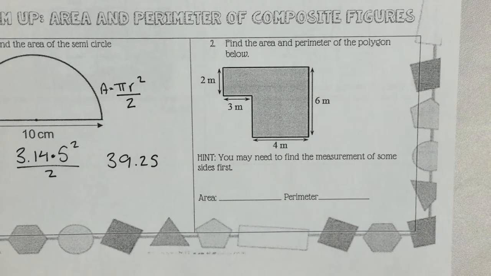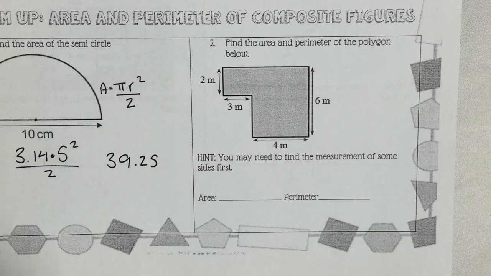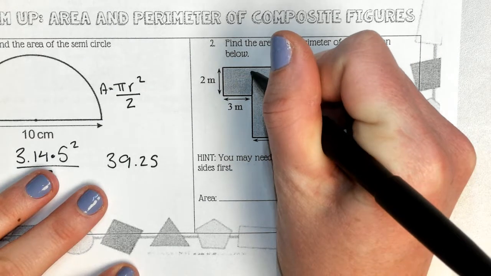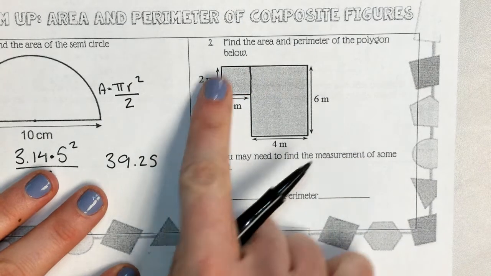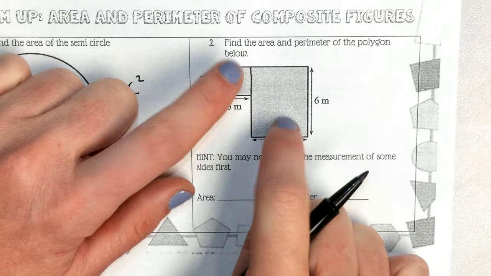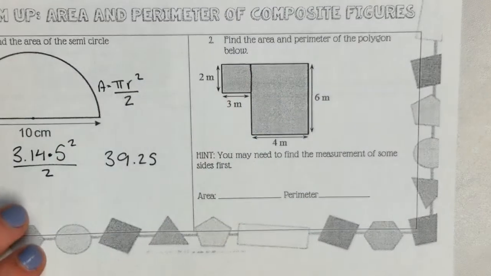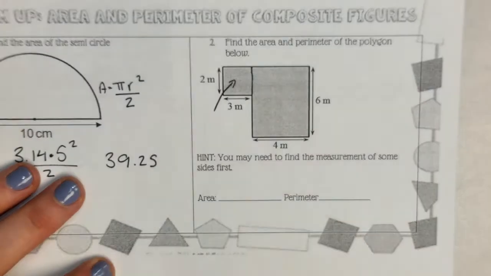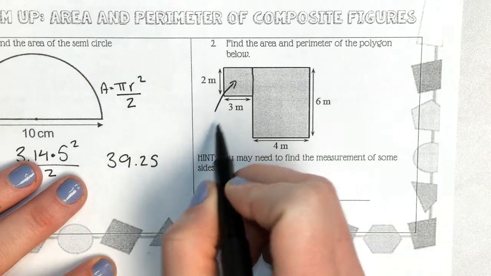Number 2 is just area and perimeter. To find the area, if I drew a line right here, I have one rectangle, and then I have another rectangle. So a little rectangle and a big rectangle. If I can find the area of each one, I just add them together to find the whole area. To find the area of a rectangle or a square, you just do length times width.